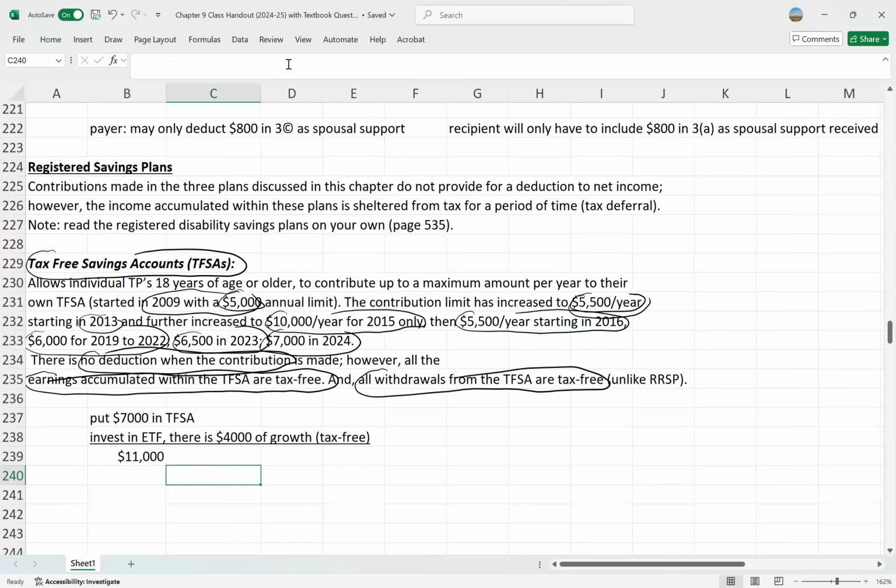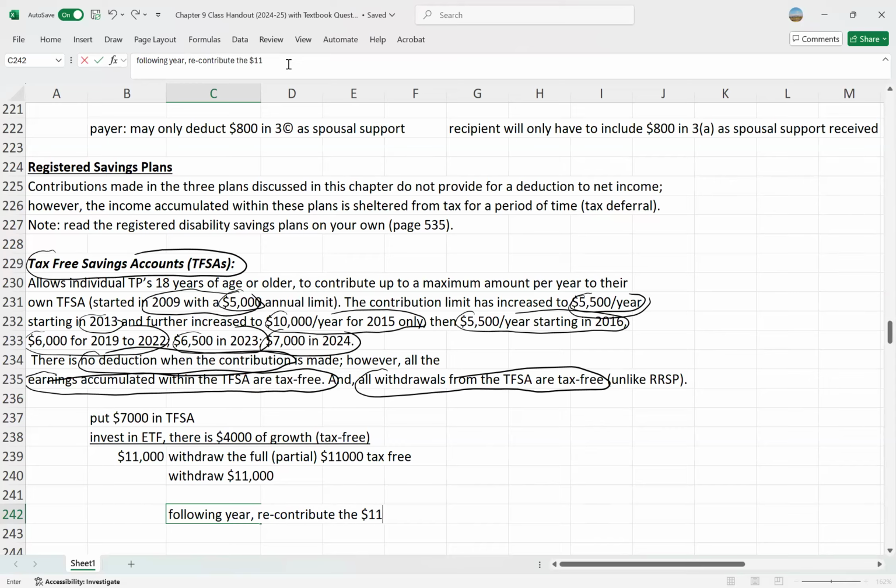And so then let's say you want to buy a car or maybe go on a trip. You can basically withdraw the full or partial 11,000 tax-free. And what happens is when you withdraw, let's say you do withdraw 11,000, the following year, you can basically recontribute the 11,000 that you took out.